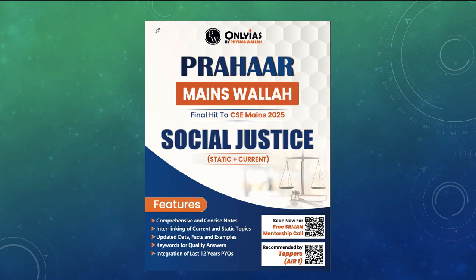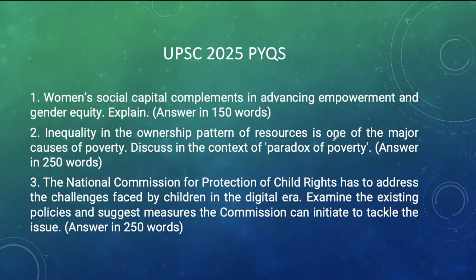Another particular resource which I would suggest you refer to as an end-to-end material is the EAS Prahar Mains material, recent edition, that is the 2025 edition on social justice. I have forwarded this material in our Telegram group also. Make use of that, students, and you can prepare this particular aspect of the syllabus.